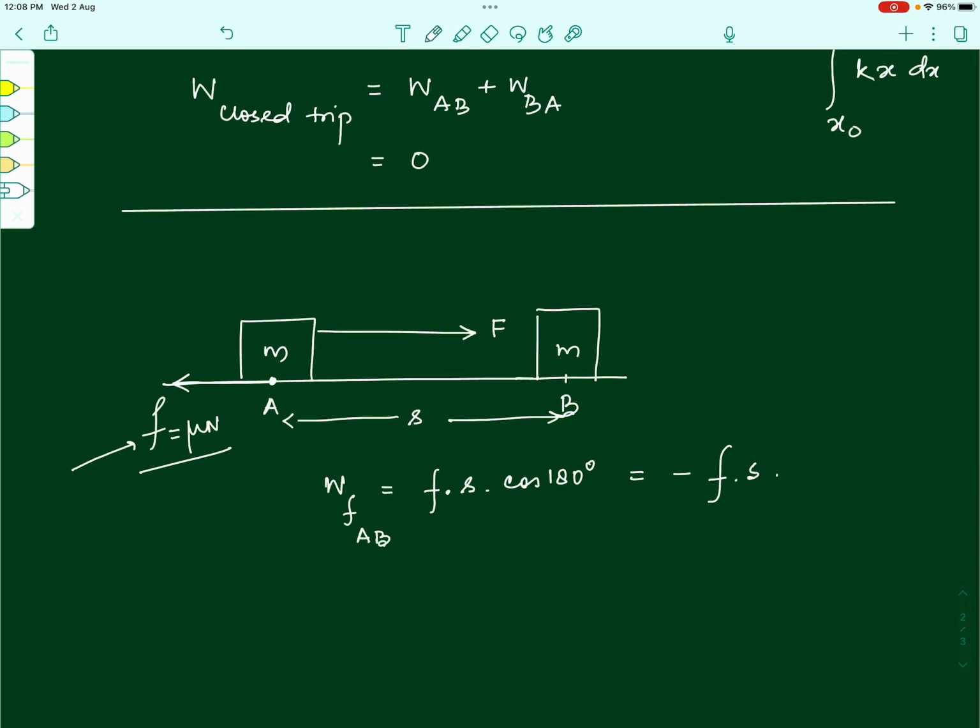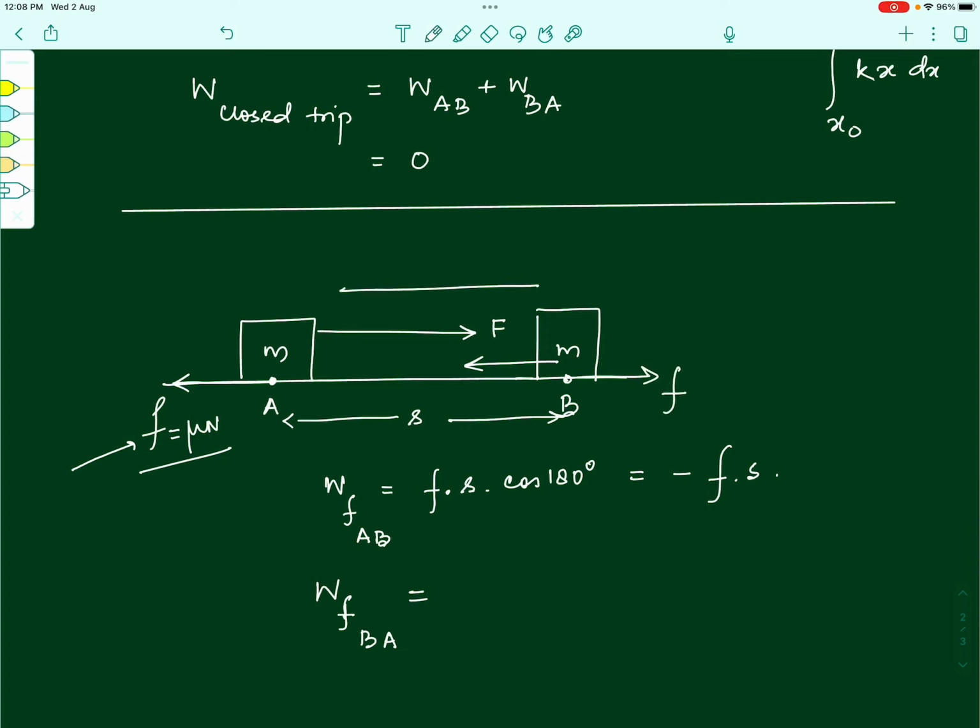Now, what will happen when the same block moves back from B to A? How do we find out the work done by friction then? Do we understand that when the block starts moving back from B to A, this time friction will change its direction. Friction will now start acting towards right. Friction will be acting like this now.